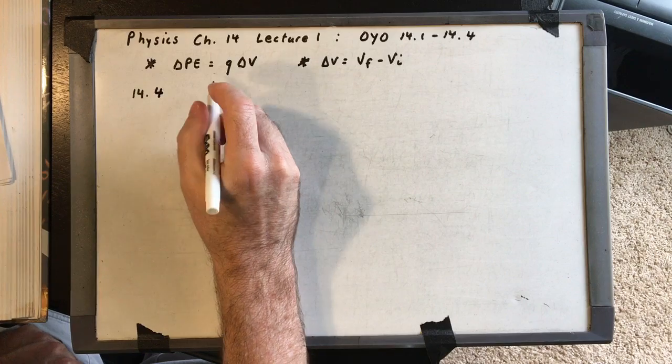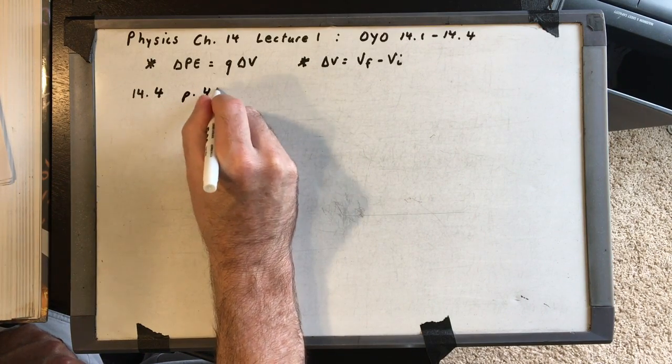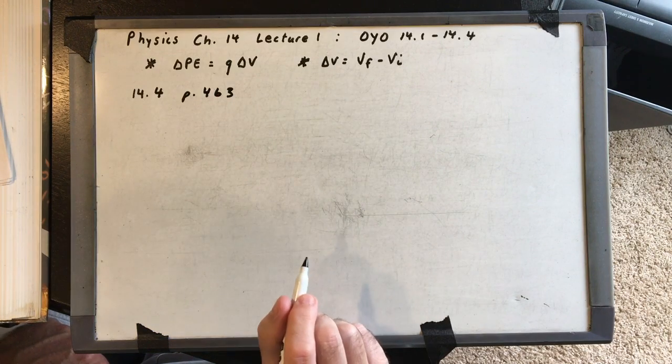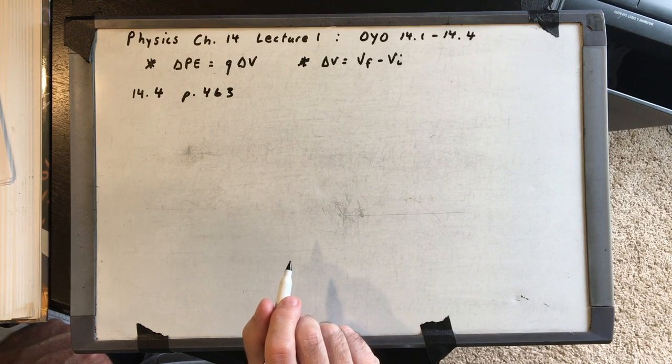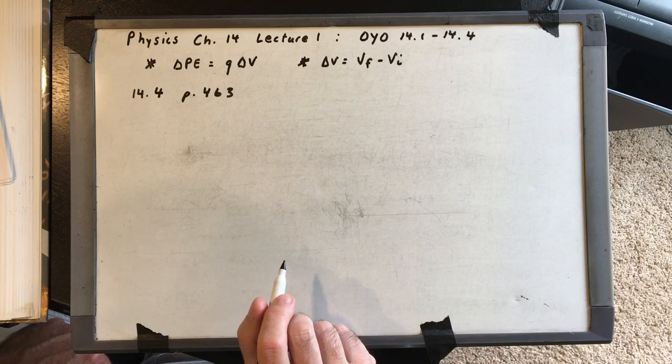We have 14.4, also on page 463. This one is a little bit easier. It says a negative 5.6 millicoulomb charge that's been given a large initial velocity moves from the positive side to the negative side of a 9-volt battery. What is the change in potential energy, and did it increase or decrease?